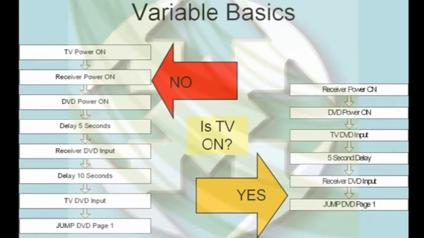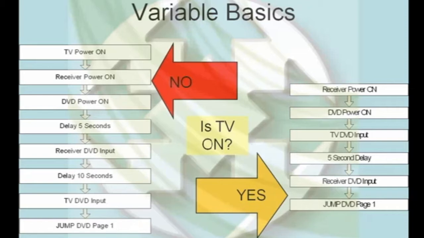Imagine if the remote could just ask a simple question. When you hit the Watch DVD button, it says, "Is the TV on?" And if the answer was no, it would send out the long macro, and if the answer was yes, it would send out the short one. Now, this is exactly one of the things that a variable can do for you, essentially putting two different macros on a single button and deciding which one to send based on the circumstances.